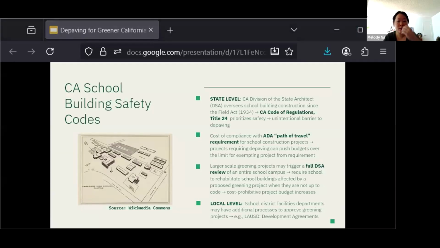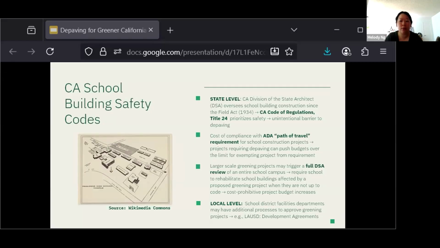Okay, school building codes. State and local approvals processes for large-scale school greening projects are also informed by state school building safety regulations. However, California school building codes may unintentionally create administrative barriers to depaving. School greening projects that require hard surface removal may trigger certain school building safety (DSA) review processes that make school greening projects administratively burdensome and also costly.